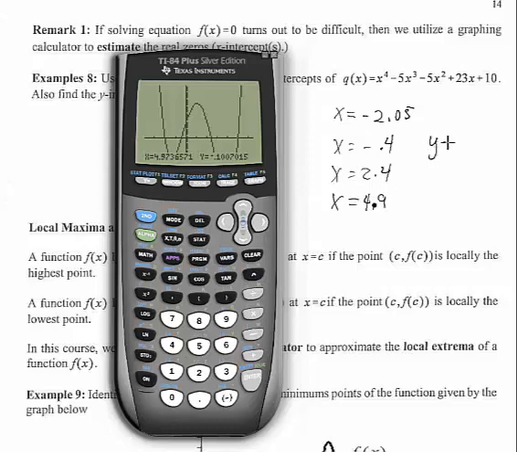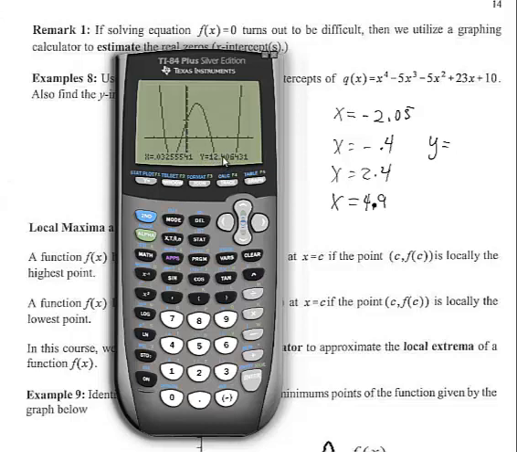And now, since this is a function, I'm only going to have one y-intercept. So I'll go back to my calculator, and now I'll go up along my y-axis and do the best that I can. Okay, you see that we get y equals 12.4.